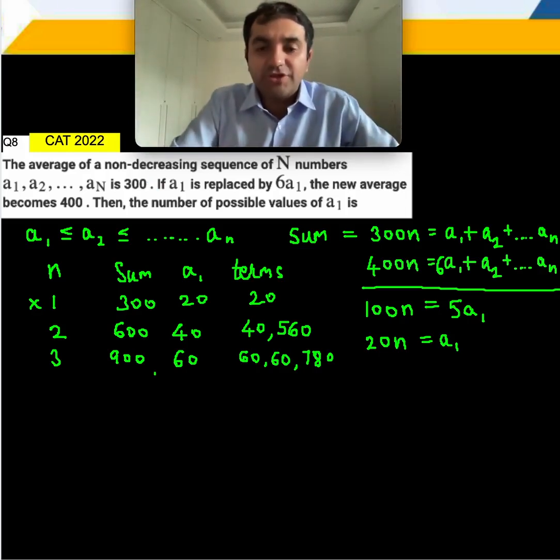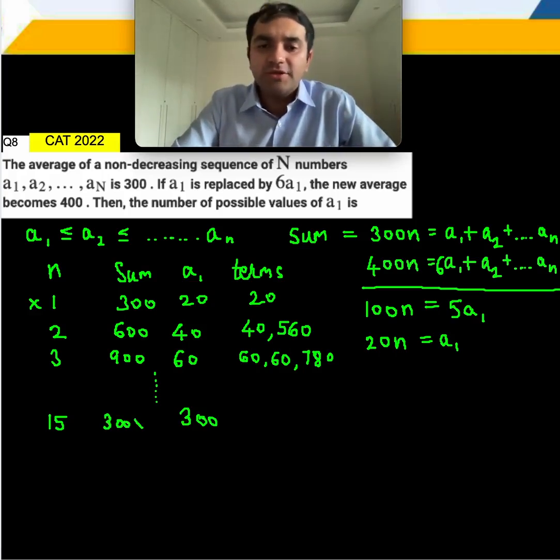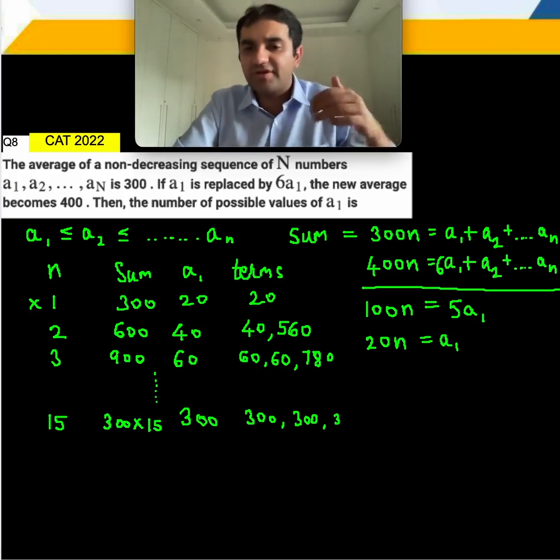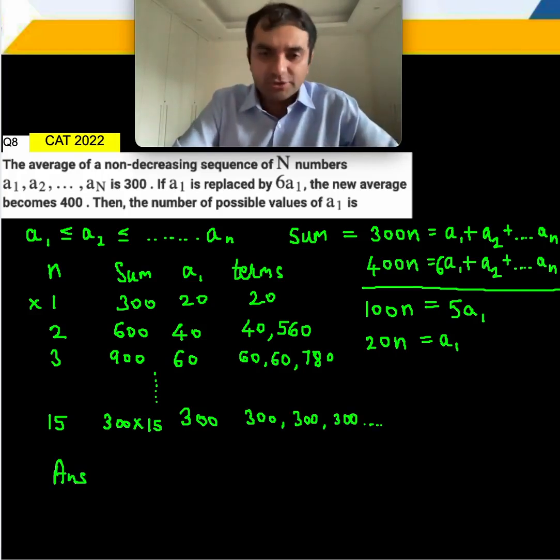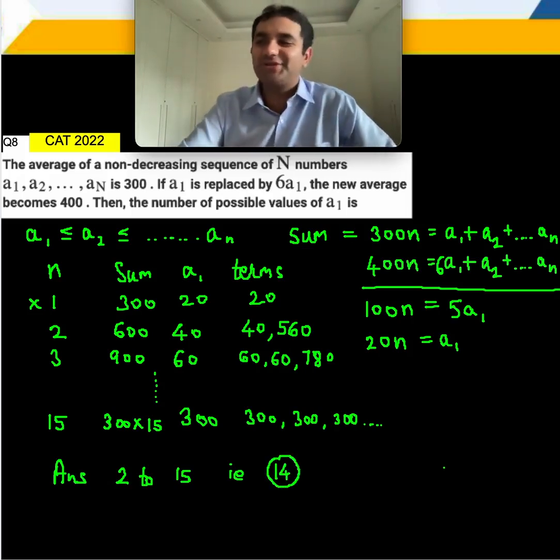Okay. So to make 300, 300 is equal to 20n, that means n will be 15. The sum will be 300 into 15, so the terms will be 300, 300, 300, 300 and so on. So therefore the number of terms can be from 2 to 15, that is 14 terms. 14 is the right answer for question 8, and this was definitely a challenging question.